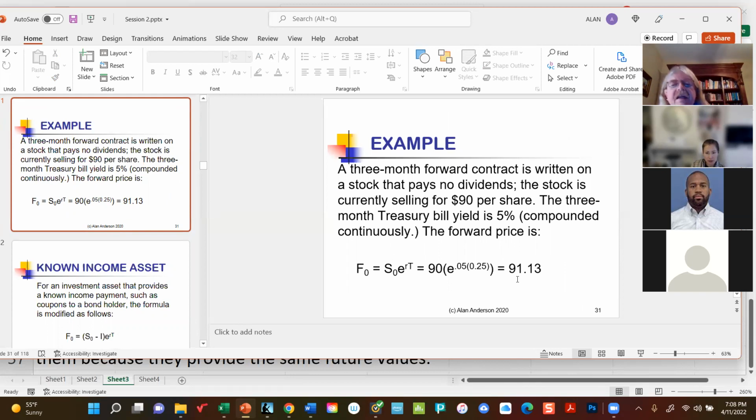So here's the formula for calculating the forward price. In this case, the forward price is for a stock that provides no dividends. Okay, now the stock is selling for $90 a share.